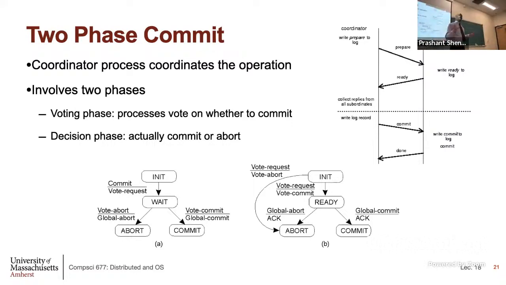So if you are stuck in the ready state, two-phase commit is deadlocked. Okay, this has a deadlock problem. You cannot make progress because you don't know what to do. Okay? But if the coordinator crashes, but you find some other process at one of the end stages, you can make progress. But the two-phase commit has this deadlock problem. Okay?